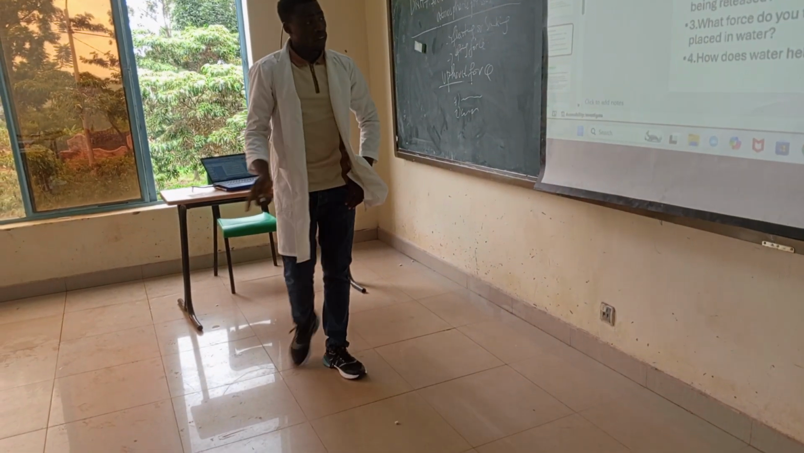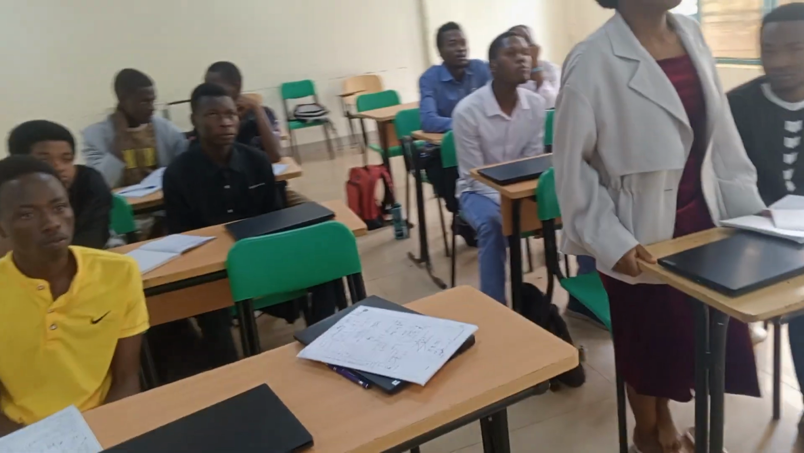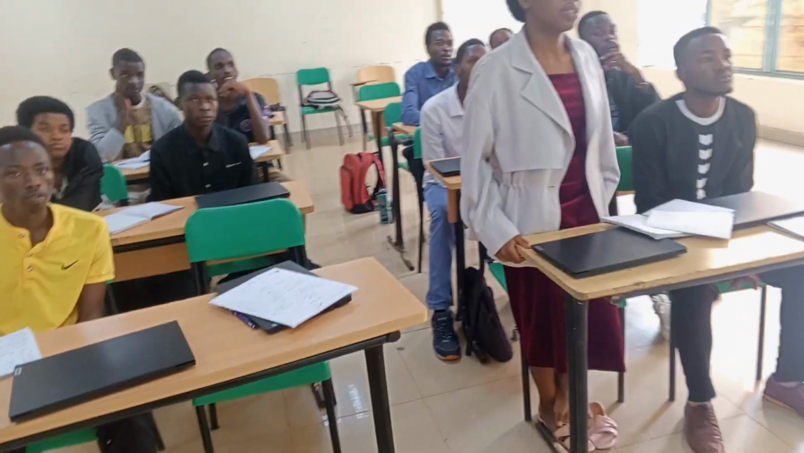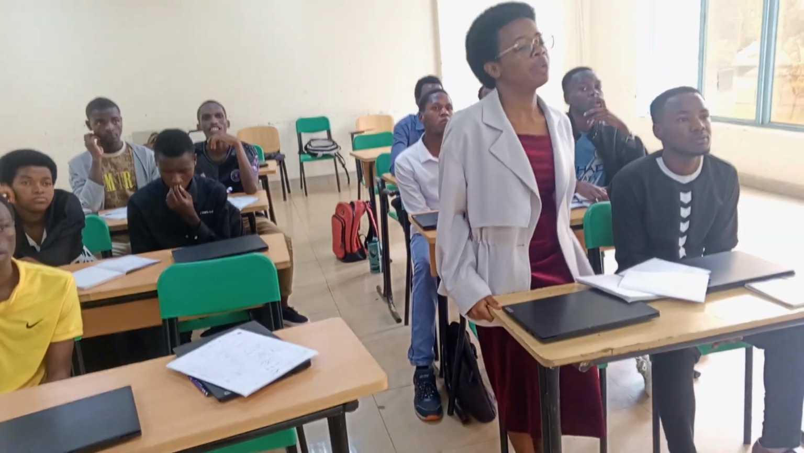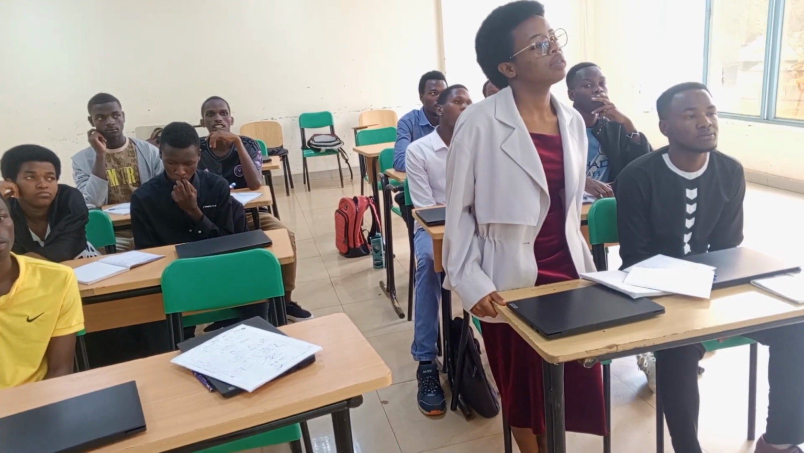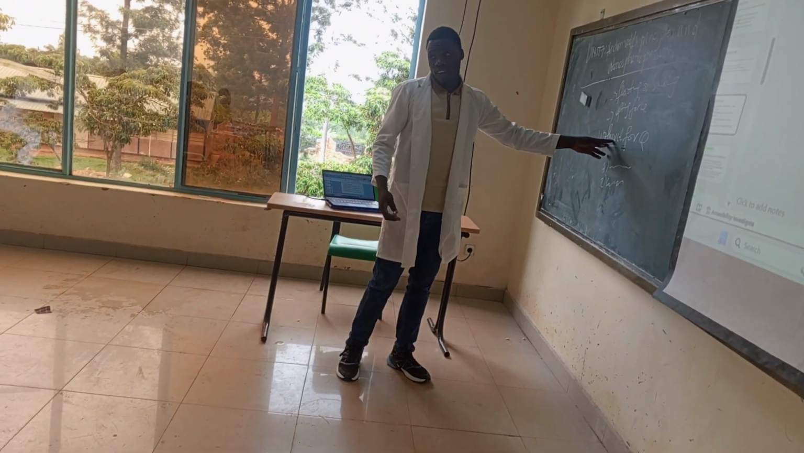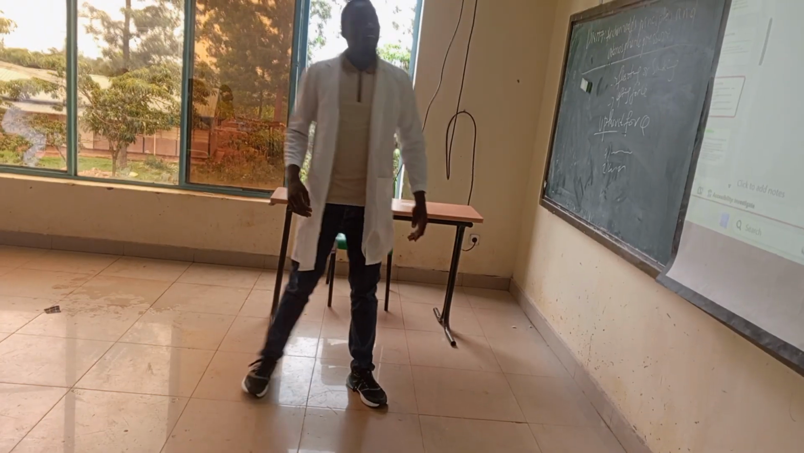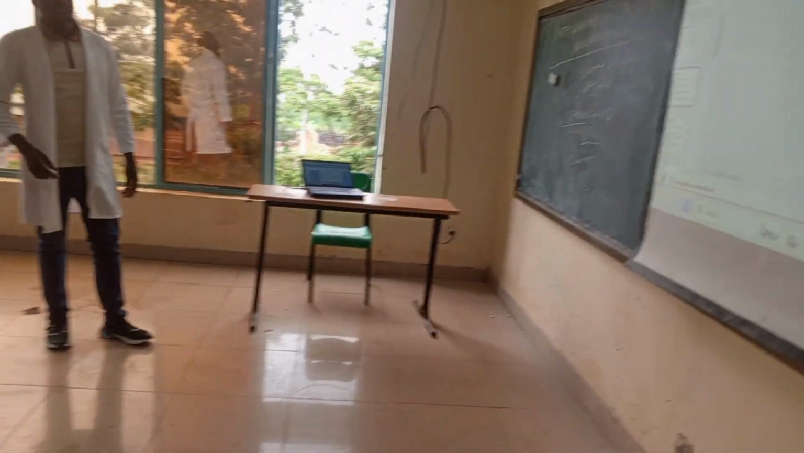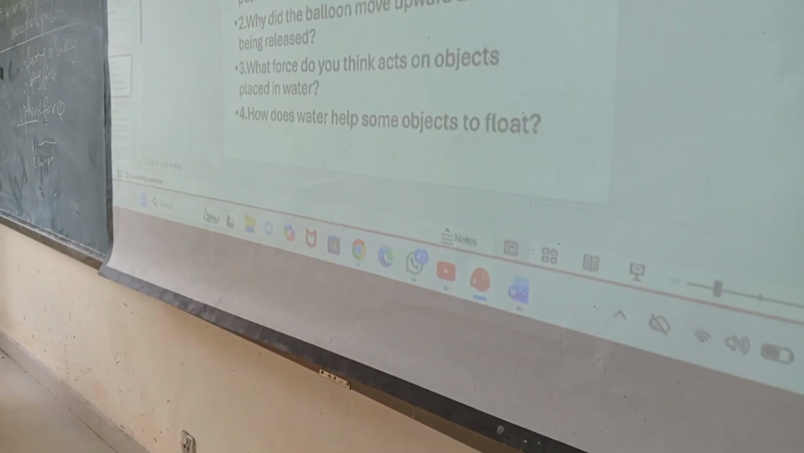Question number 3. Who can answer? Andy. The question was, what force do you think acts on objects placed in the water? I think it's upward force because the balloon refused to remain in the water. Yes, we can call the upward force a buoyant force or upthrust force. Clear? Question 4: how does the water help some objects to float?